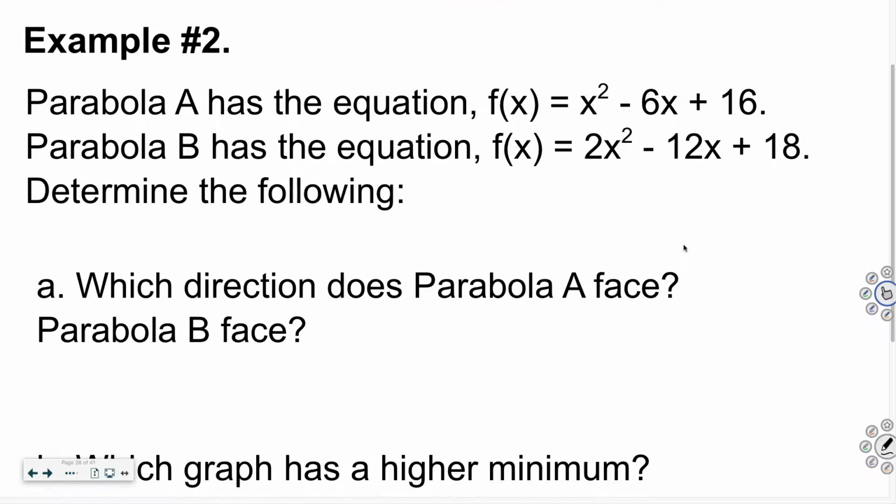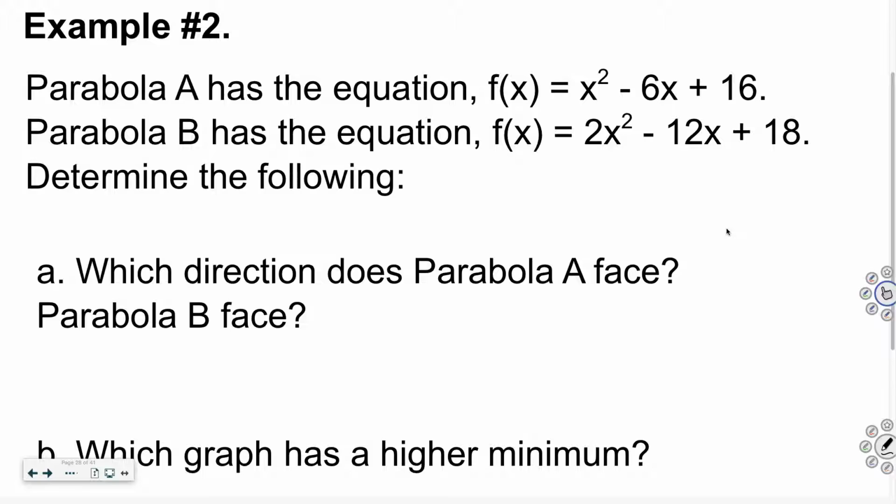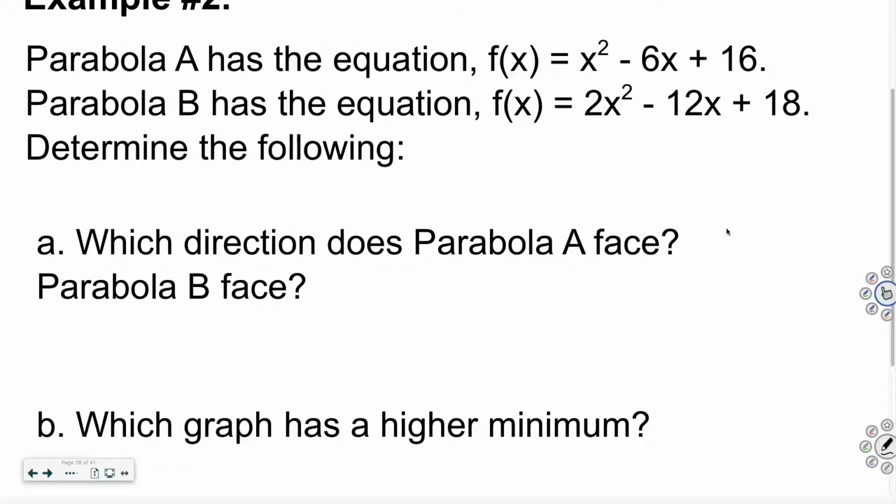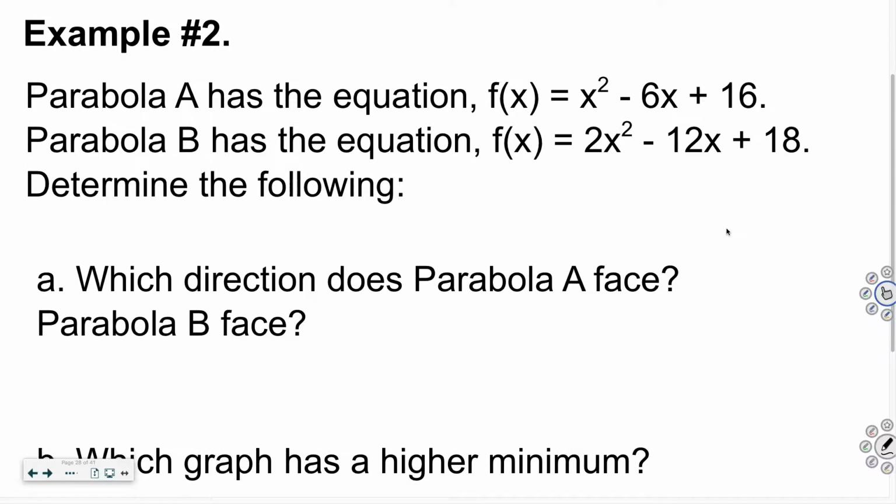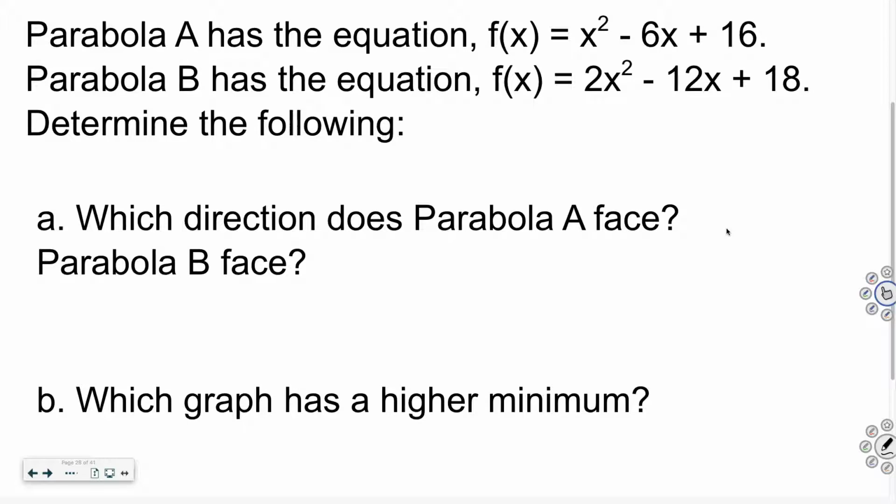Okay, so let's say parabola A has the equation f of x equals x squared minus 6x plus 16. Parabola B has 2x squared minus 12x plus 18. Determine the following. Part A, what direction do they face? Well, this value here is positive. For the first one, A equals 1, and for the second one, A equals 2. They're both greater than 0, so they both face up.